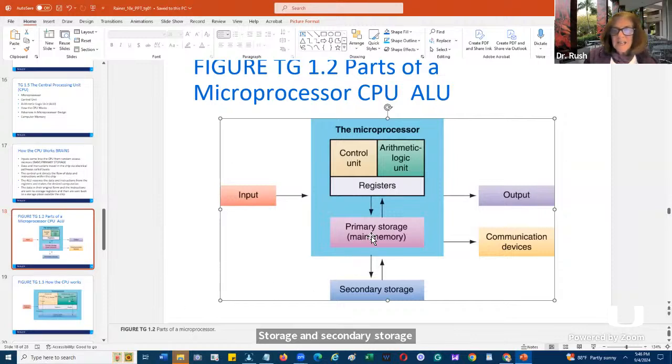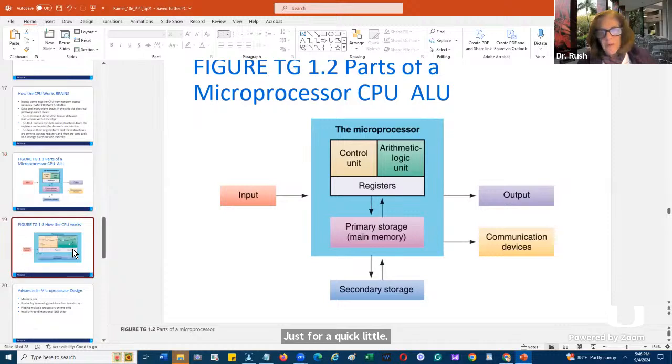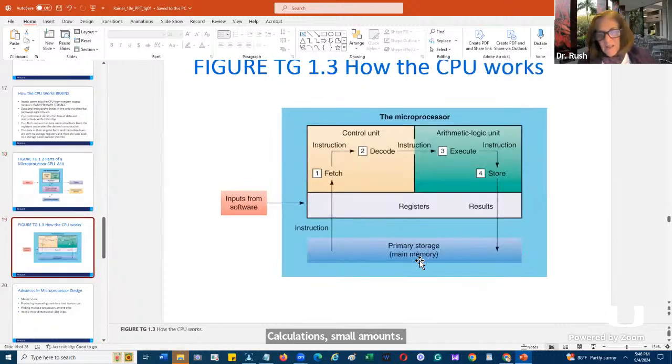And you can see that the other part of my processing, where it gets computed, is in the microprocessors, where I have my control unit, and I have my arithmetic logic that does my arithmetic, and these registers are a small portion of memory that is just for quick little calculations. Small amounts are stored there. So you can see here that it's in primary storage.